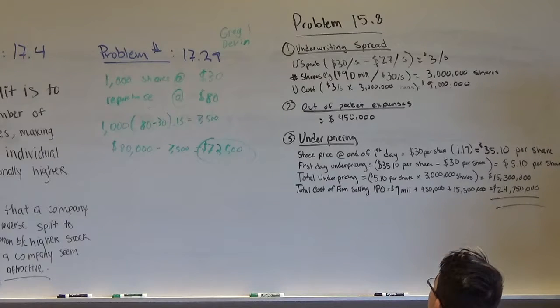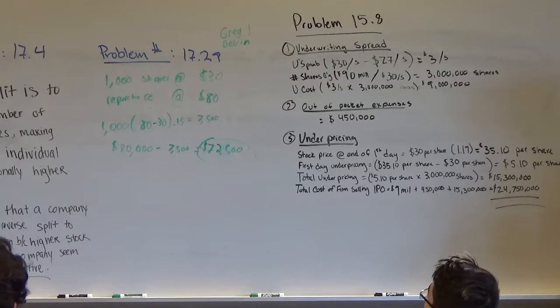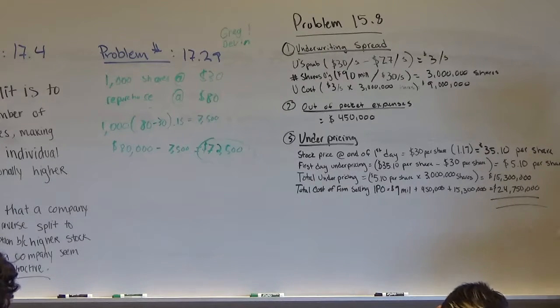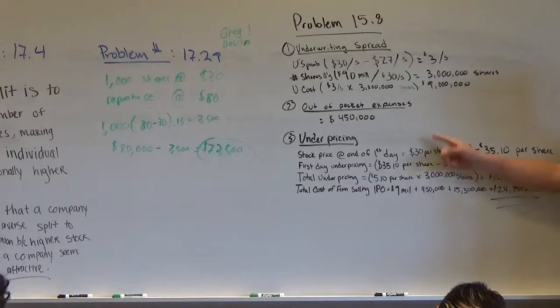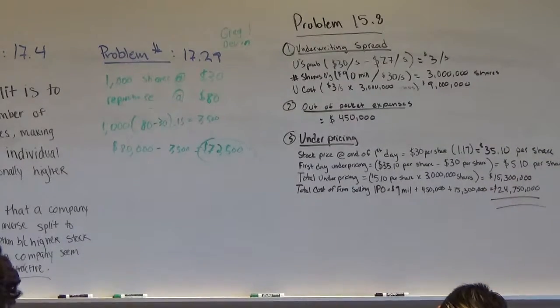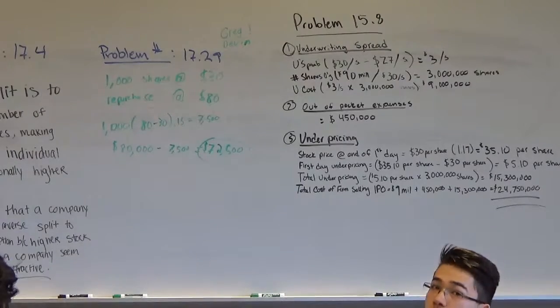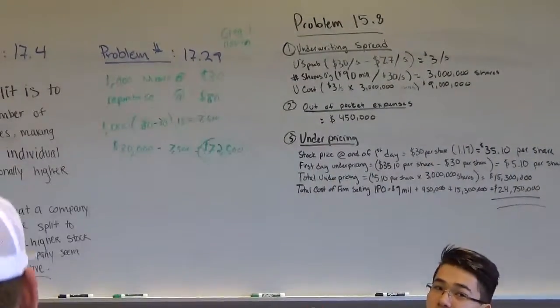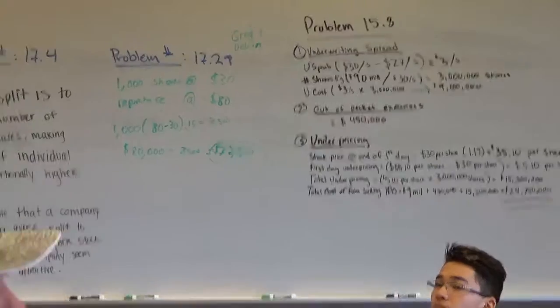So the total cost of the firm selling the IPO is the 9 million plus the 450,000 plus the 15,300,000 to get $24,750,000. Great. That was great.